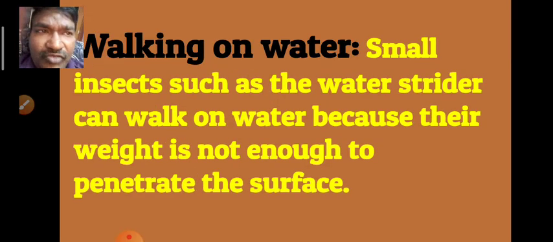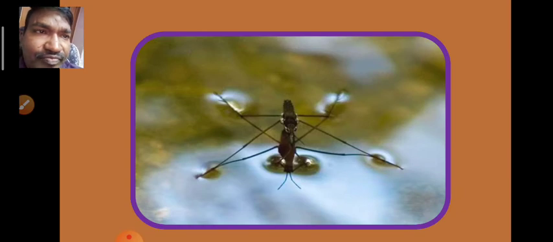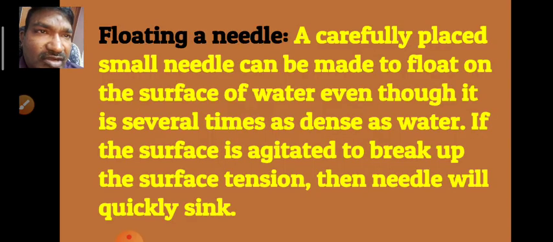Okay. Now walking on the water. Look, we know very well that small insects such as the water strider can walk on the water because their weight is not enough to penetrate the surface. Okay, so here we can see that scene, that picture. Here this insect is walking on the water.